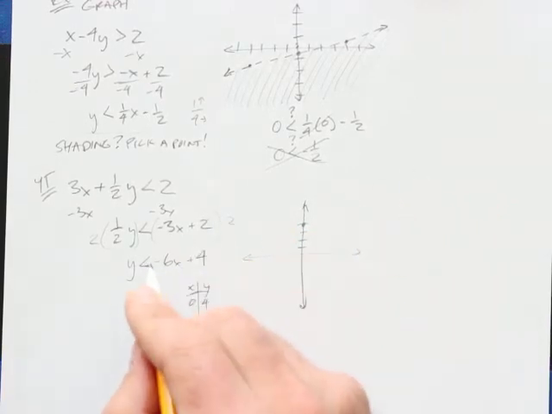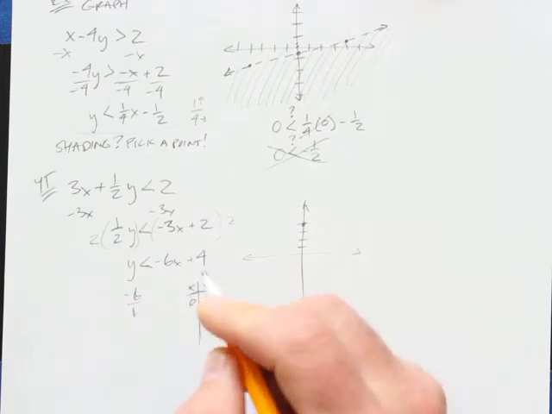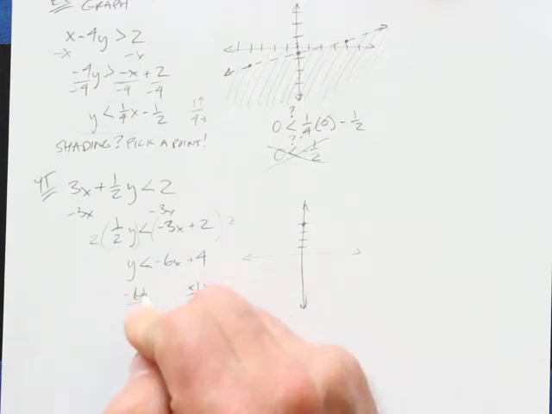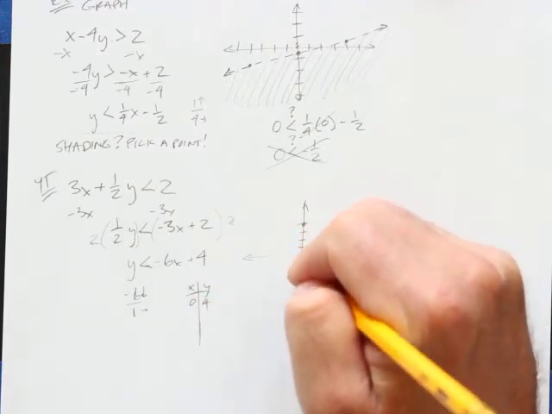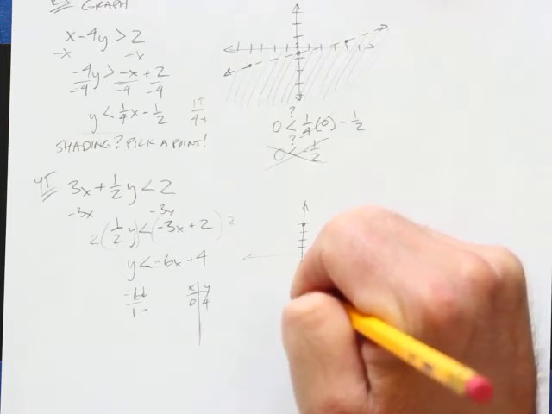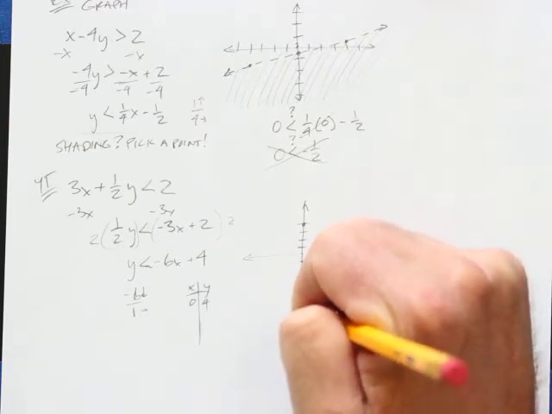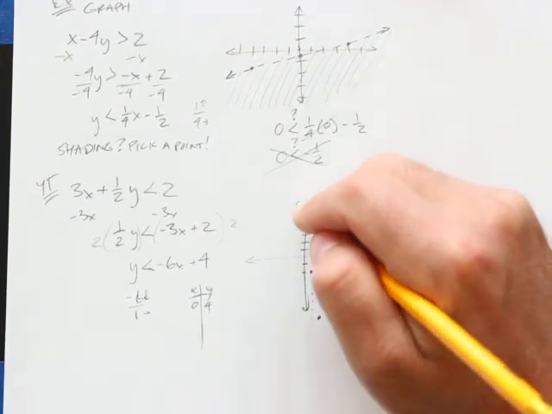I am going to use my slope, negative 6 over 1. So I'm going to go down 6 and to the right 1. 1, 2, 3, 4, 5, 6 to the right 1. 1, 2, 3, 4, 5, 6 to the right 1. And that is a skeleton of my line.